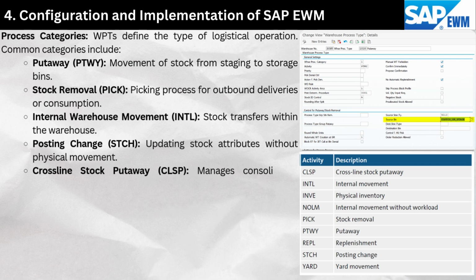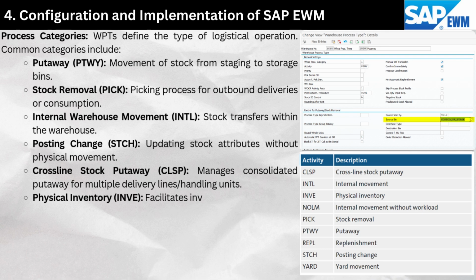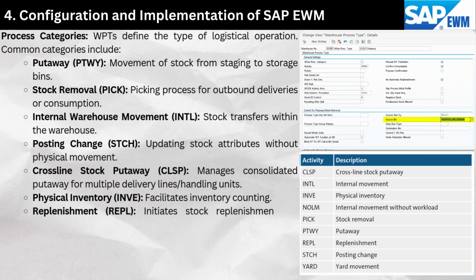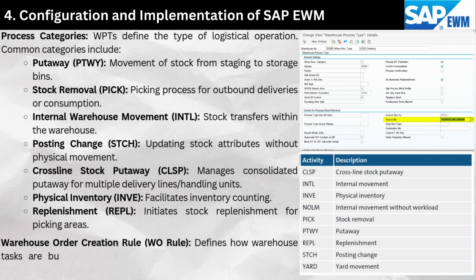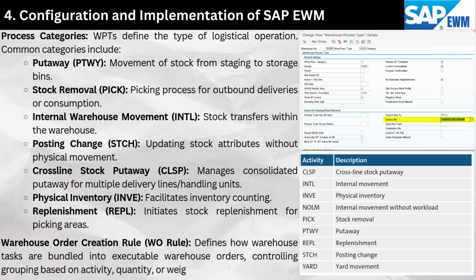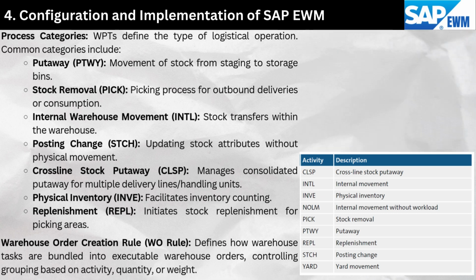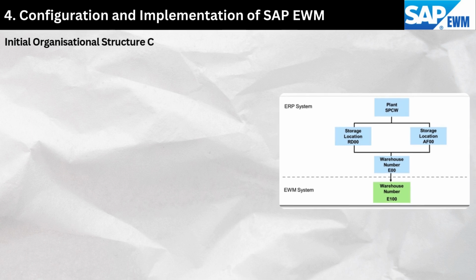Cross-line stock put away, CLSP, manages consolidated put away for multiple delivery lines/handling units. Physical inventory, INV, facilitates inventory counting. Replenishment, REPL, initiates stock replenishment for picking areas. Warehouse order creation rule, WO rule, defines how warehouse tasks are bundled into executable warehouse orders, controlling grouping based on activity, quantity, or weight. Initial organizational structure configuration.